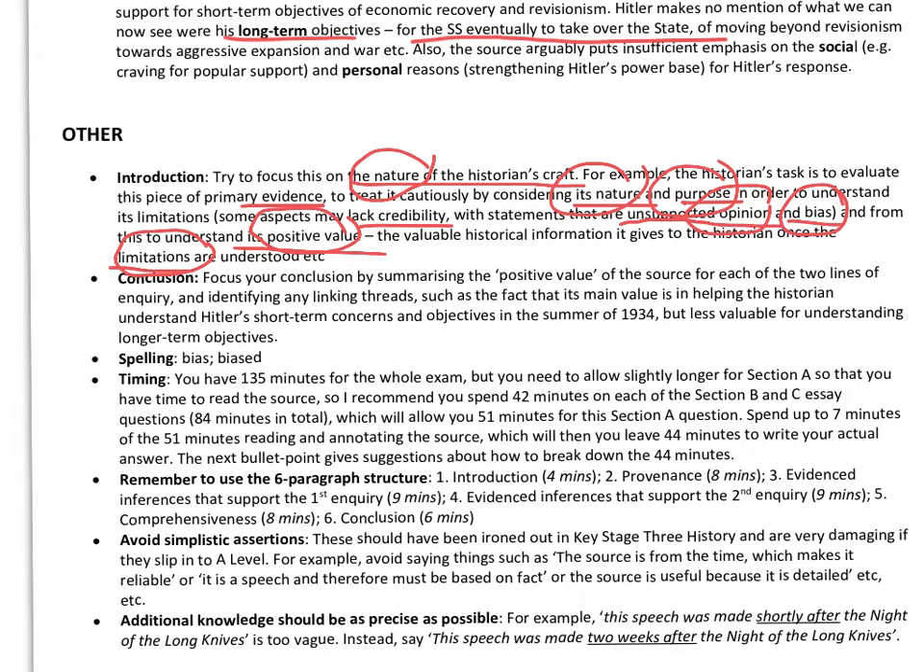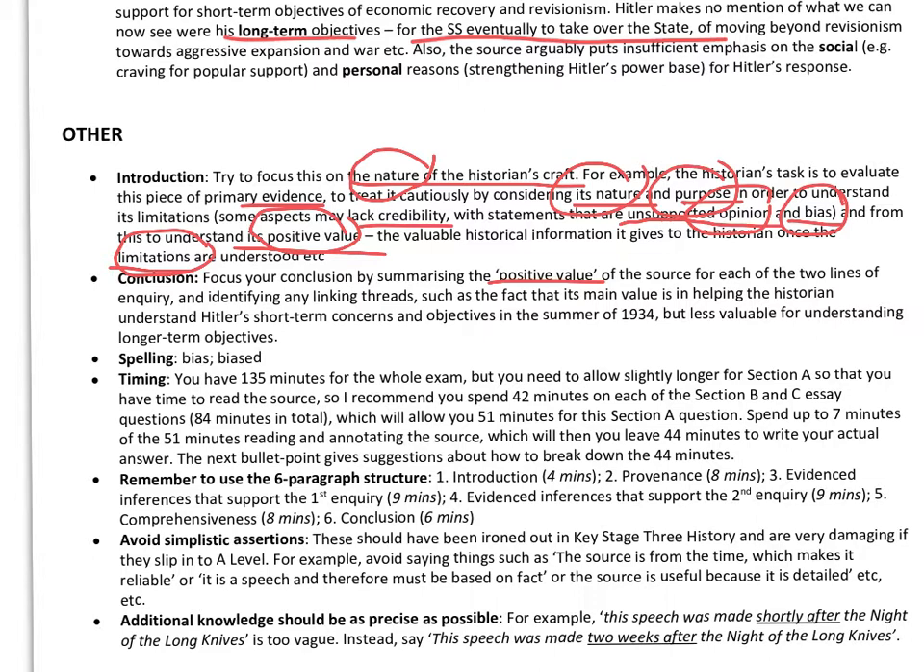Next bullet point, when it comes to writing a conclusion, focus your conclusion by summarising on that thing about the positive value. Use that phrase positive value. Positive value means, remember, there are limitations, there are weaknesses, but knowing those limitations, knowing the weaknesses, is actually a strength. A good historian will turn the limitation into a point of value. So pull those together. What is the overall positive value?